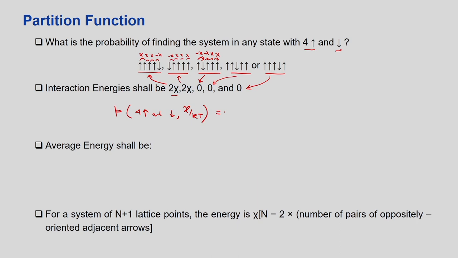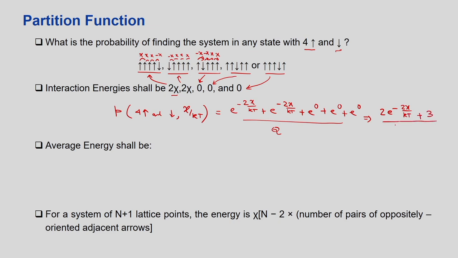So if you keep on adding, you will have e to the power of minus 2x by kT, plus e to the power of 0, plus e to the power of 0, plus e to the power of 0, divided by Q. If I add these two it will be 3, so it becomes 2 e to the power of minus 2x by kT plus 3, divided by Q. I need not write Q because you can take it from the previous expression, but in this case Q will be 2 raised to the power of the number of sites. So this is the expression for P.